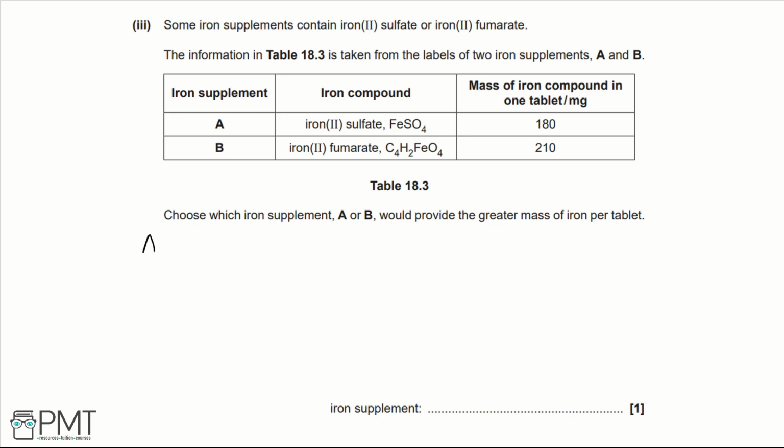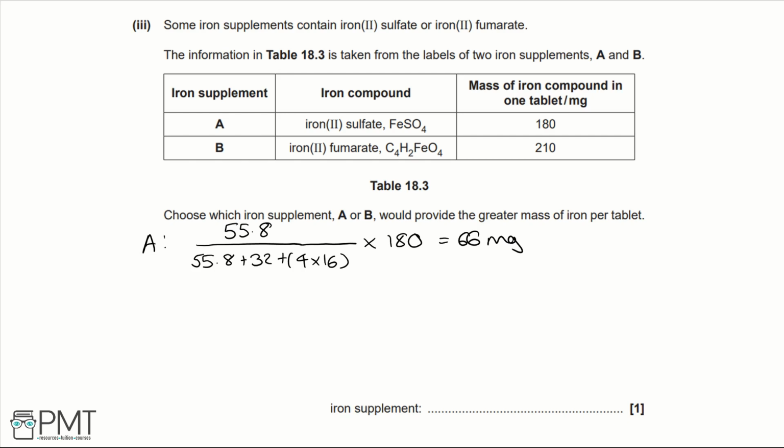So for supplement A, working out the composition by mass or relative formula mass, that would be 55.8, because that's the relative formula mass of iron, divided by the relative formula mass of the compound A. So that would be 55.8 plus 32 plus 4 times 16. And then we're going to multiply this by 180, and that gives us 66 milligrams, because we've worked out the ratio of iron in the compound and then multiplied it by the mass of iron in one tablet.